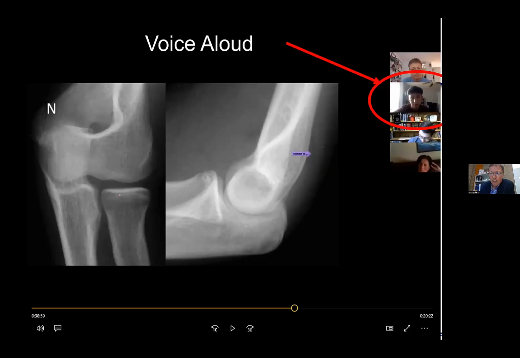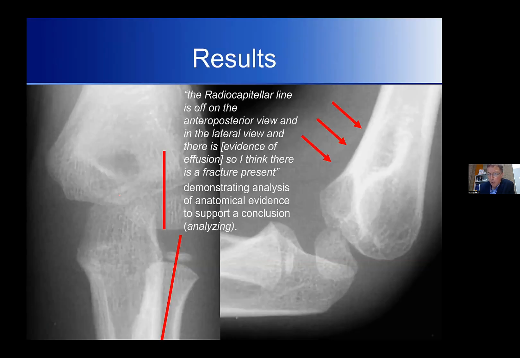And what we did was we Zoom recorded them reading unknown films and doing the same think-aloud that they had done in training. These are films that they did not train on, but were separate. And you'll be impressed with the words. The radiocapitellar line is off on the anteroposterior view and in the lateral view, and there's evidence of effusion, so I think a fracture is present.